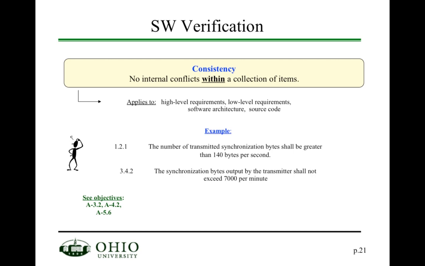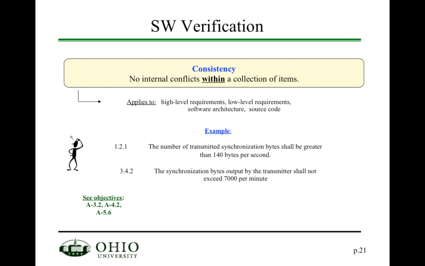They're not in agreement. For example, if in one item you say the number of transmitted synchronization bytes shall be greater than 140 bytes per second, and if you then say the synchronization bytes output by transmitter shall not exceed 7,000 per minute, if you would actually take these bytes, 7,000 divided by 60 is a little bit more than 100 per second, is not necessarily consistent with the earlier requirement that you have. Actually, they're mutually exclusive in this particular case.